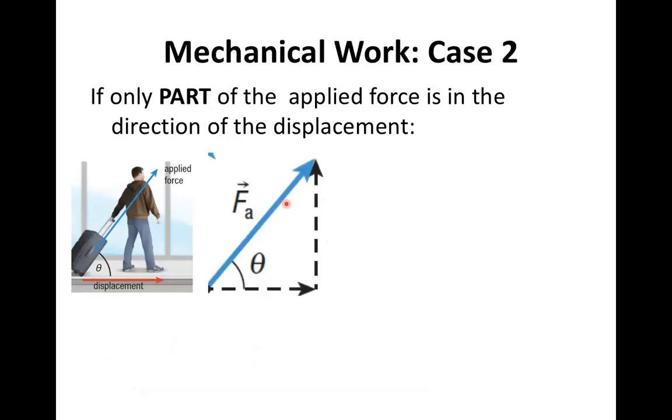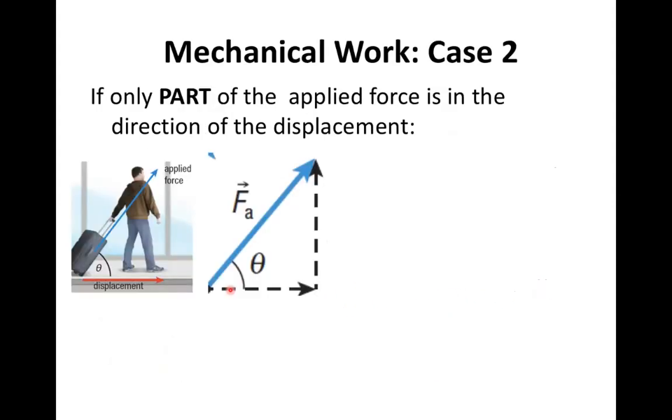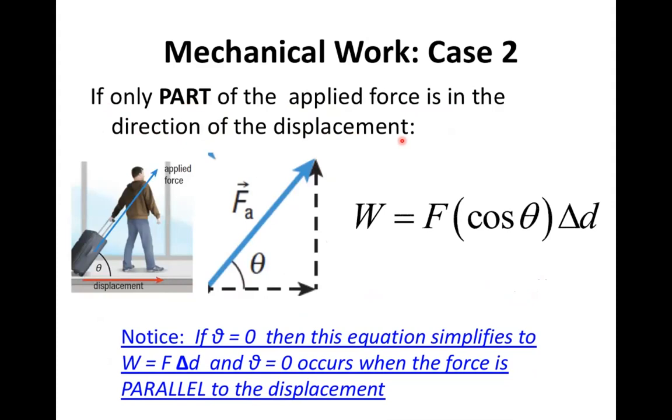Okay, so in our previous example, the force was pulling in the exact same direction as the displacement. But what happens if we pull up at an angle, or if we pull down at an angle, and only part of the applied force is in the direction of the displacement? Well, then we have a more detailed equation for work. It is more accurate. It is F cos theta D.